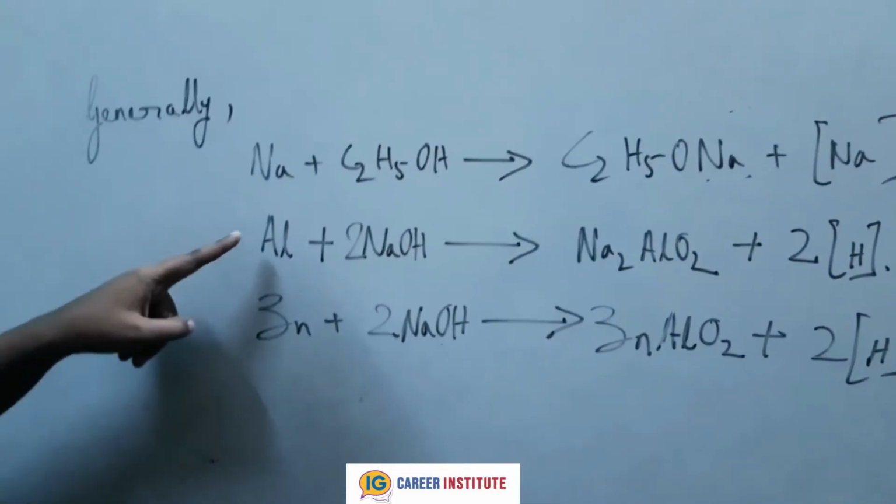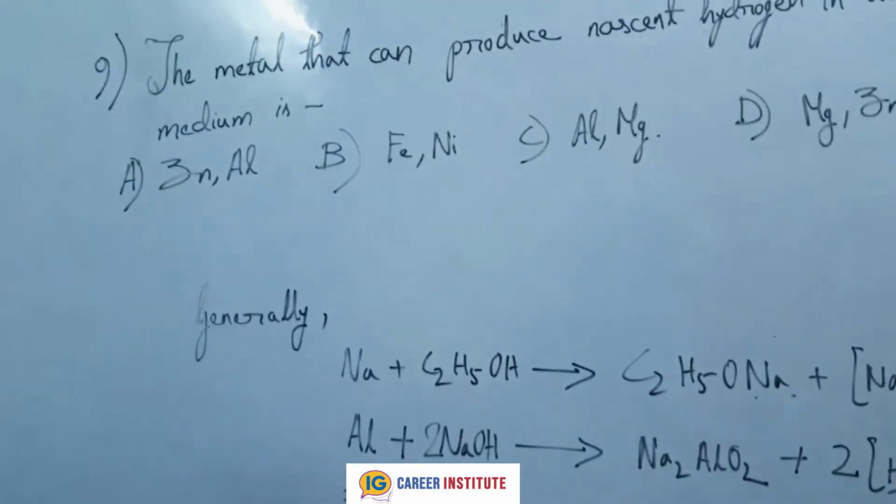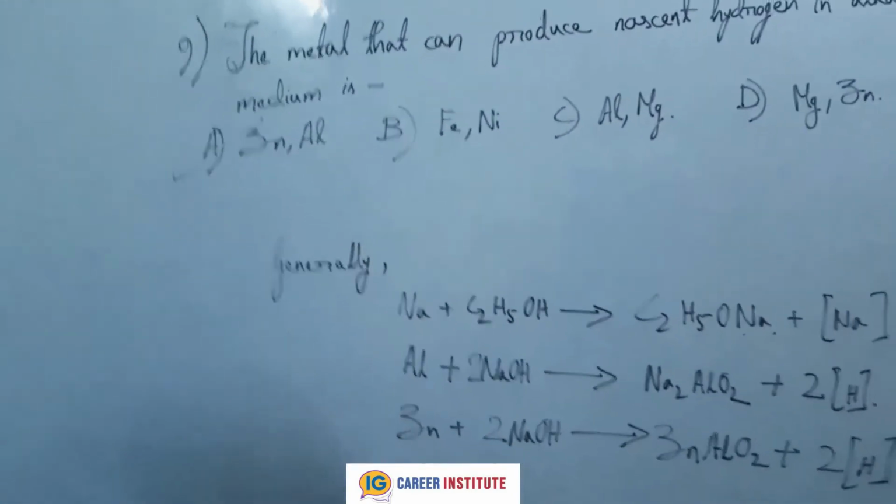So out of these, aluminium and zinc are there in option A. So option A is our correct option.